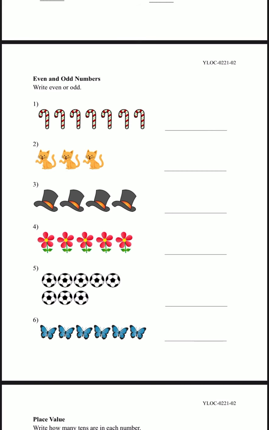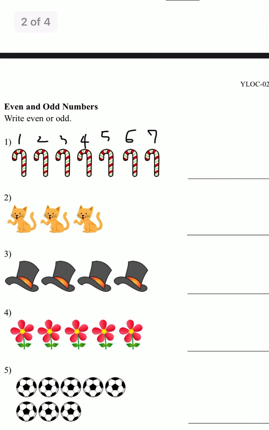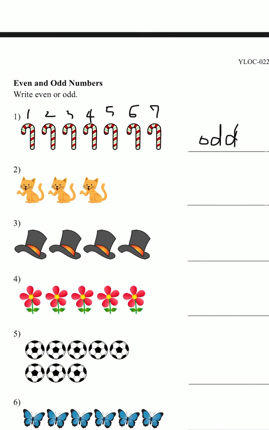Page 2, we have even and odd numbers. Write even or odd. So we're going to count how many candy canes there are. And then we're going to write if the number's even or odd. Let's count. So we have 1, 2, 3, 4, 5, 6, and 7. 7 is an odd number. So we write odd. Okay. Number 2, we have 1, 2, 3. 3 cats. So that would be odd.